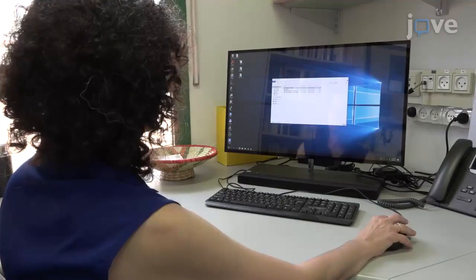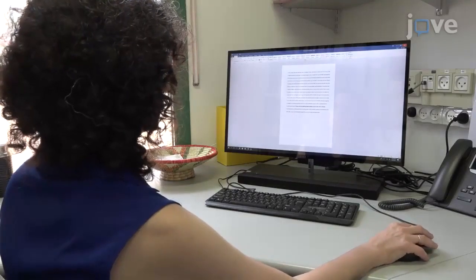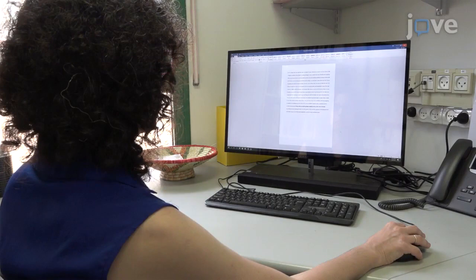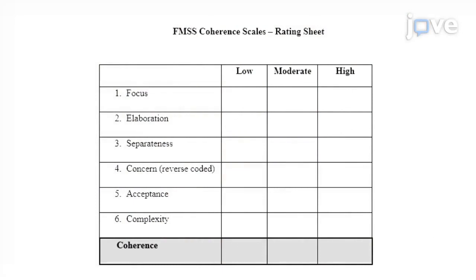After the interview is complete, transcribe the FMSS audio into text. For each of the following coherence subscales, use plus or minus signs to mark segments that reflect the subscales positively or negatively. Based on these plus and minus signs, determine a score for each subscale according to the following guidelines.